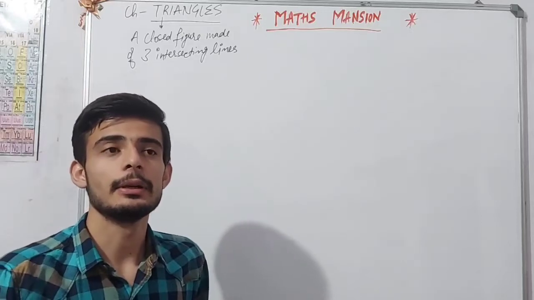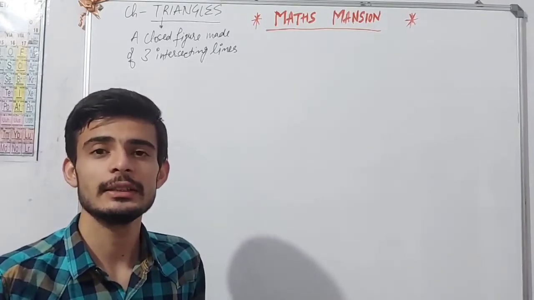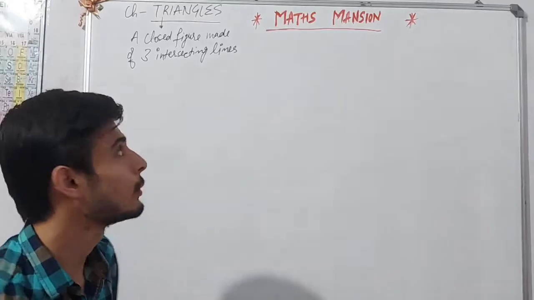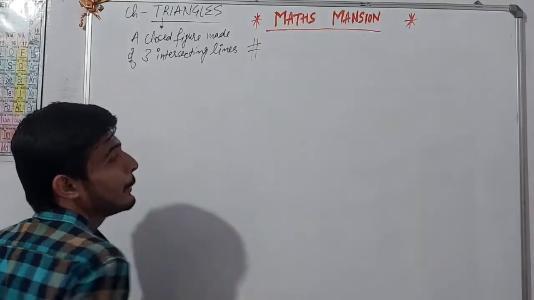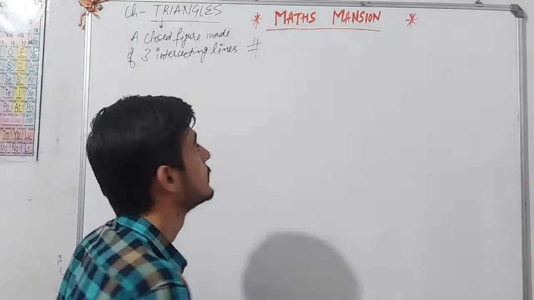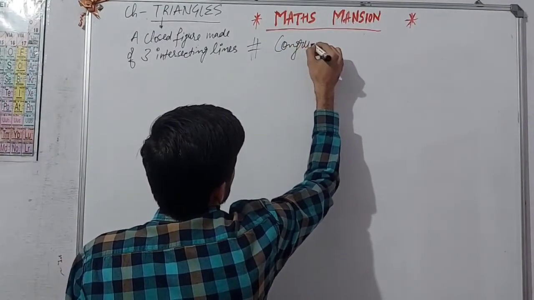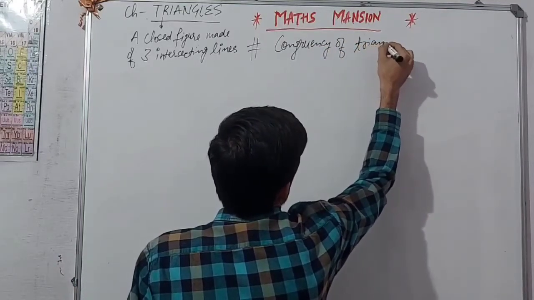Now, in this chapter, we'll come across two terms. First is congruency, and second is similarity of triangles. So let's evaluate these two terms. First of all, we'll evaluate the term congruency of triangles.